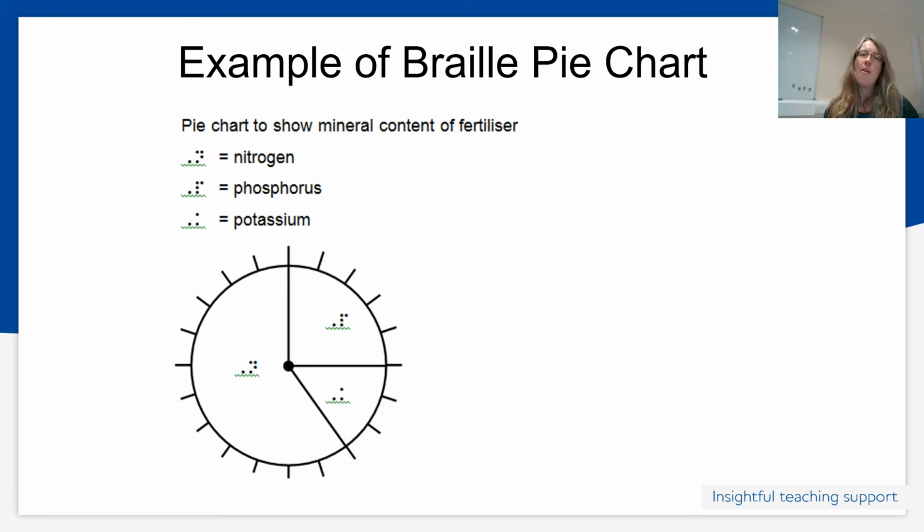The final screen here is just showing you an example of a Braille pie chart. Here we've got the subdivided pie chart. We've got the example of using a key, presenting the key just underneath the title, and you can see that it's labelled quite simply with just a letter within each part of the pie chart.